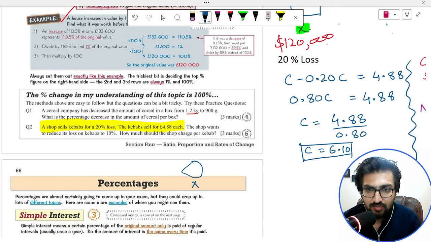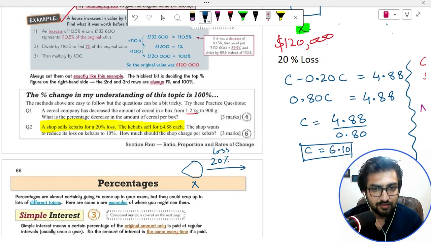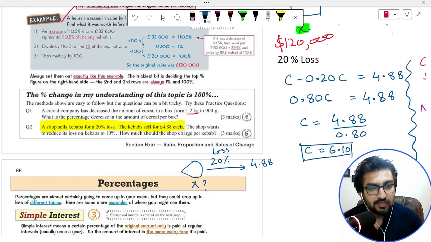Read it. A shop sells kebab for 20% loss. So it means there is 20% loss in that. And then after loss, the price of this kebab is 4.88 pounds, right? But what about this price? It's not given. So again, we will use the same formula. Let's first answer that highlighted area, and after that we will move on. So let's find out this X. You can call it X, you can call it C. By the way, I will call it C in this case.